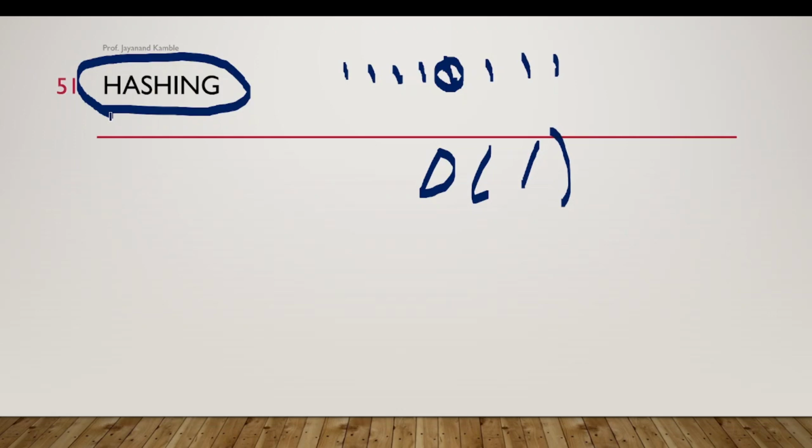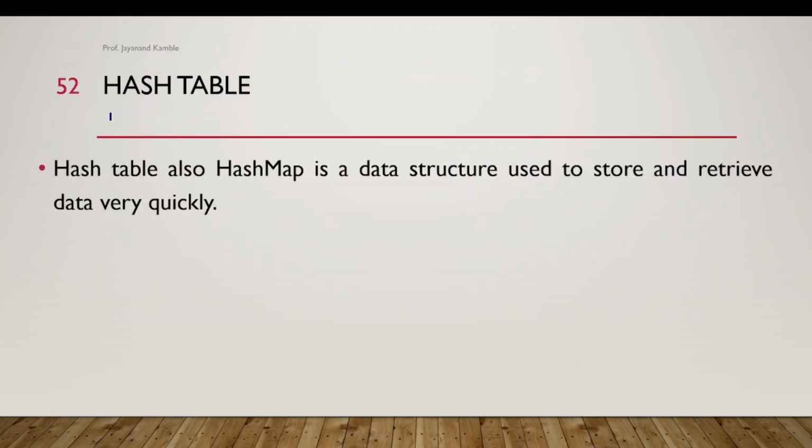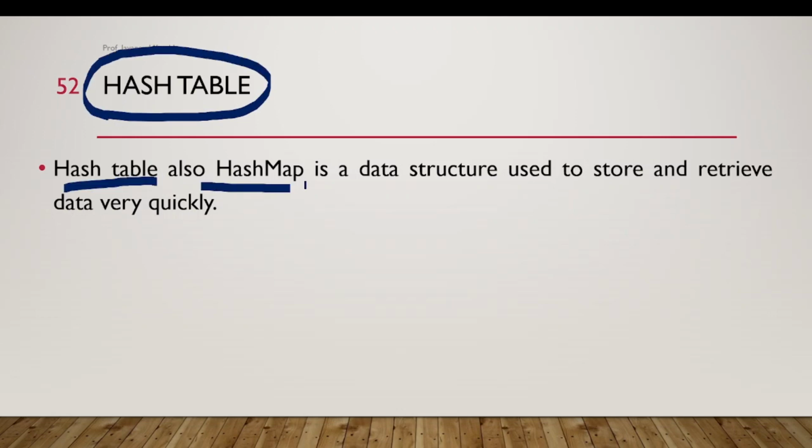So hashing is nothing but one of the efficient searching techniques, right? So for that purpose we need to understand some important concept. That concept is hash table. Why hash table? Because data to search is stored in the hash table. Now let's understand what is meant by the hash table, which is also called a HashMap. It is a data structure that is used to store and retrieve data very quickly.